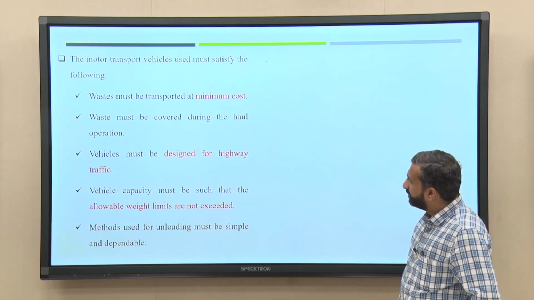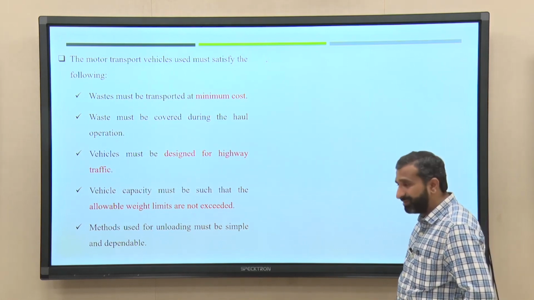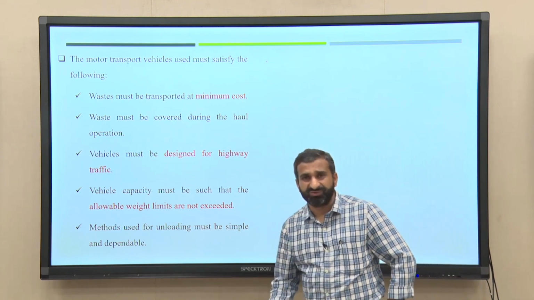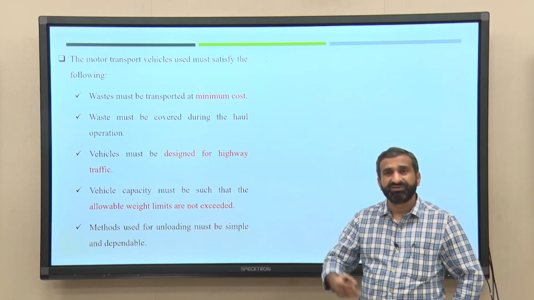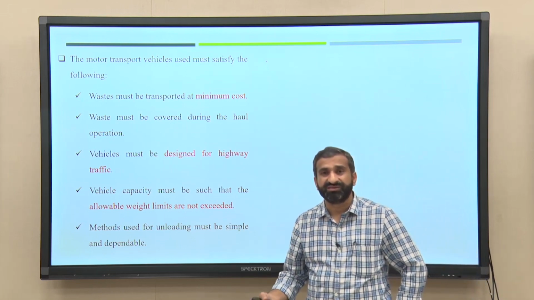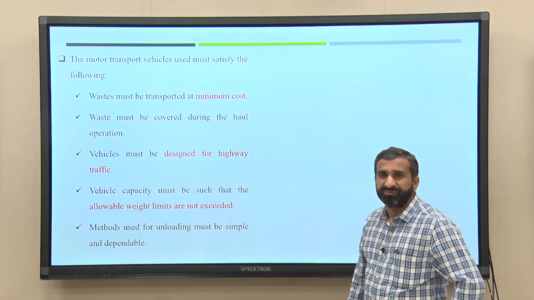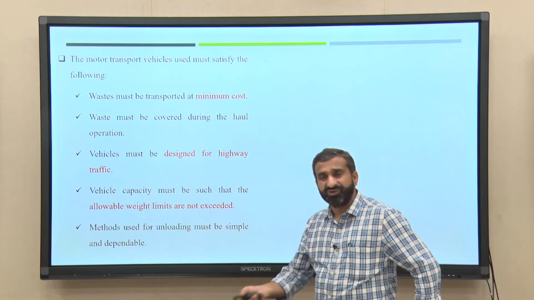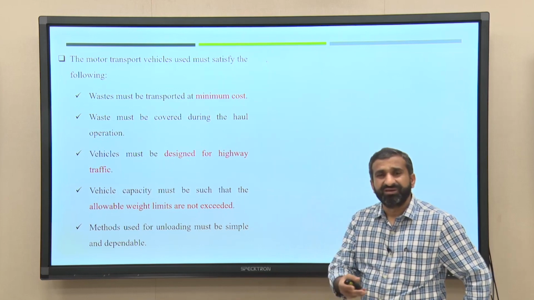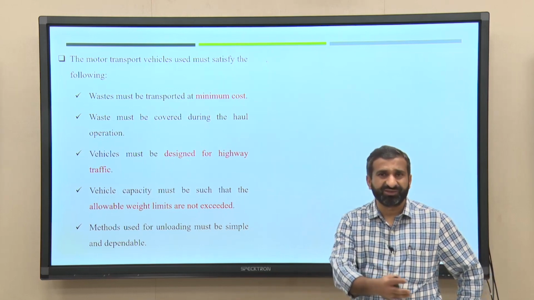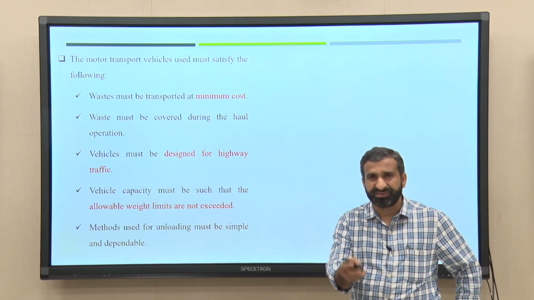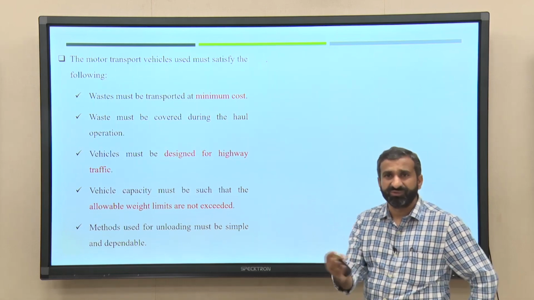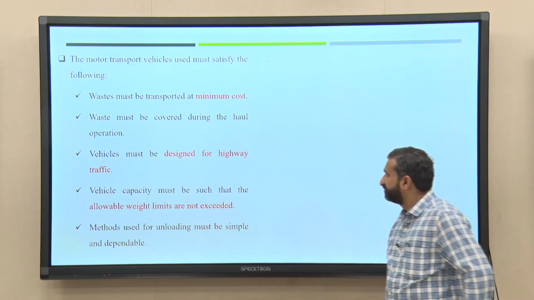Next, the waste must be covered during the haul operation. This is also very important, because a huge amount of waste is being hauled, maybe 20 tons or 25 tons or 30 tons. So, obviously, it has to be covered properly, because this vehicle will travel on the highways. There may be a lot of residential areas nearby, especially in India. A number of rural areas could be near the highways.